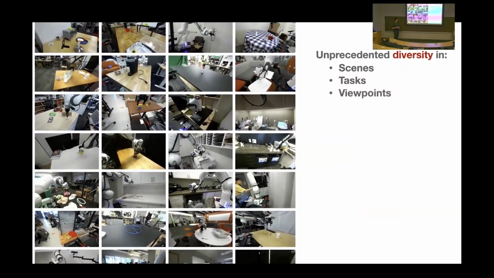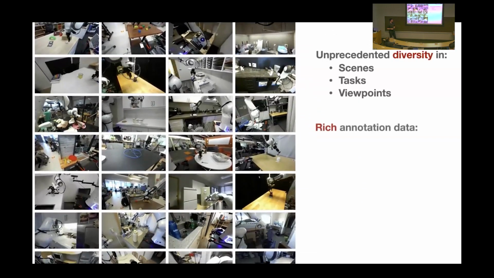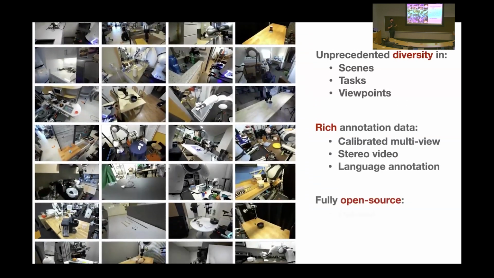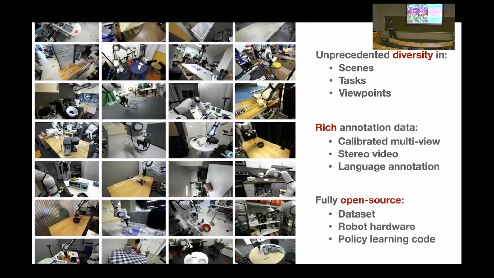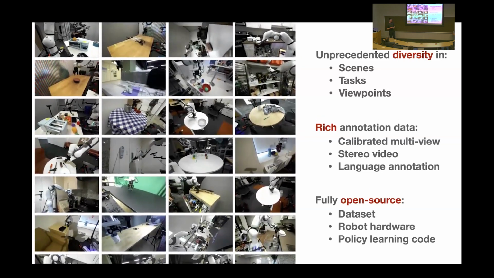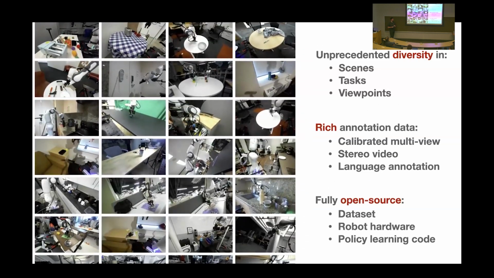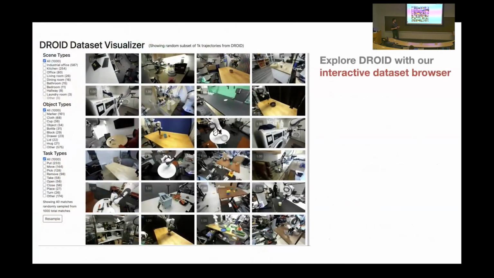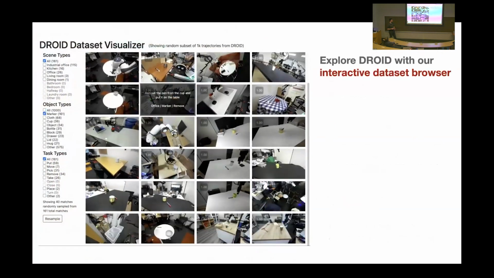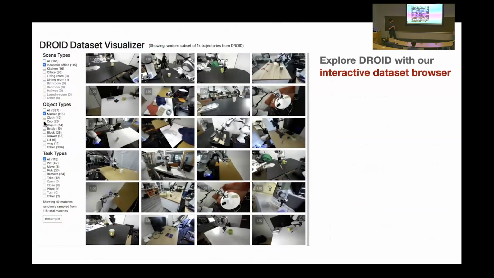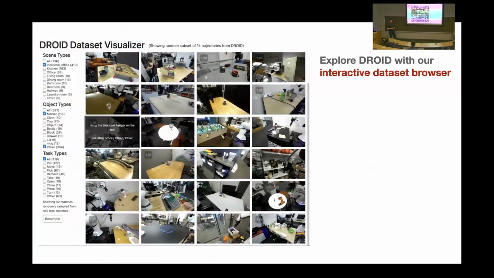We have lots of diversity in this data set. Many scenes, tasks, viewpoints, also rich annotations. So it's not just a single camera, but it's calibrated multi-view. For those of you who collected data, you know how painful it is to calibrate. We have language annotations on the data, and we have everything open source. So the data set, the robot hardware, and also the policy learning code to go with it. And we also have a visualizer for the whole thing. So if you're interested in looking at some of these data samples and understanding what is actually in the data set, I encourage you to check that out. And you can filter by certain categories like objects, scenes, and tasks, and so on.